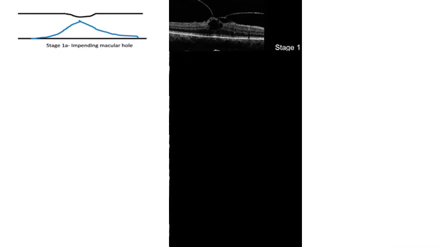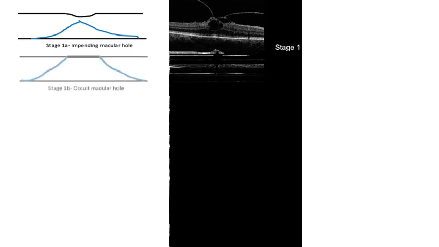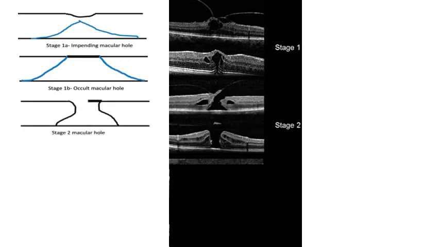So the stages of the macular hole include stage 1A, or what's called the impending macular hole, in which there is a significant anteroposterior traction by the posterior hyaloid on the macula and is characterized by presence of a defect in the inner retinal layers. Stage 1B is called the occult macular hole, in which there is a defect in both the inner retina and the outer retina, but it's still not a full thickness defect. There is still a leaflet of the retinal tissue at the vitreoretinal interface.